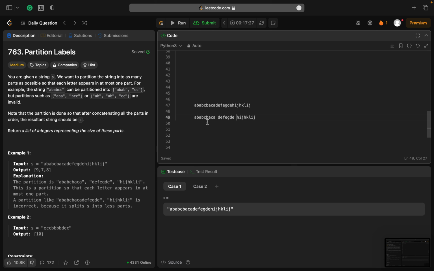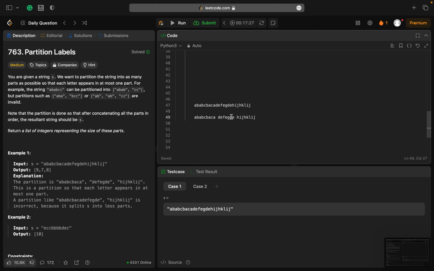If you look at other letters like B and C, the same logic holds. You have B here and the last B is here, and that's fine because they're in the same partition, from this A to this A. Similarly, C is the same. The first C is here and the last C in the string is here, which is why the string is fine. If you look at the second partition, you will notice that we start at D and then we end at E here. The first D starts here and then the last D ends here.